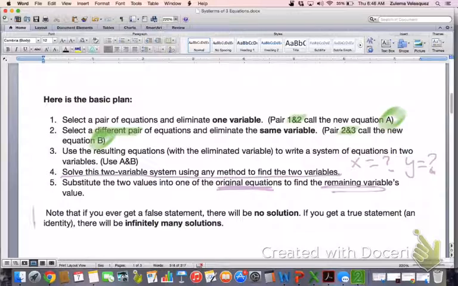But note, just one quick thing. How do we get the no solutions and infinite solutions? The same way we did before. Once you get a false statement, you have no solution. Anytime you get a true statement, you're going to have infinitely many solutions. So let's go ahead and turn around our paper and start the practice.